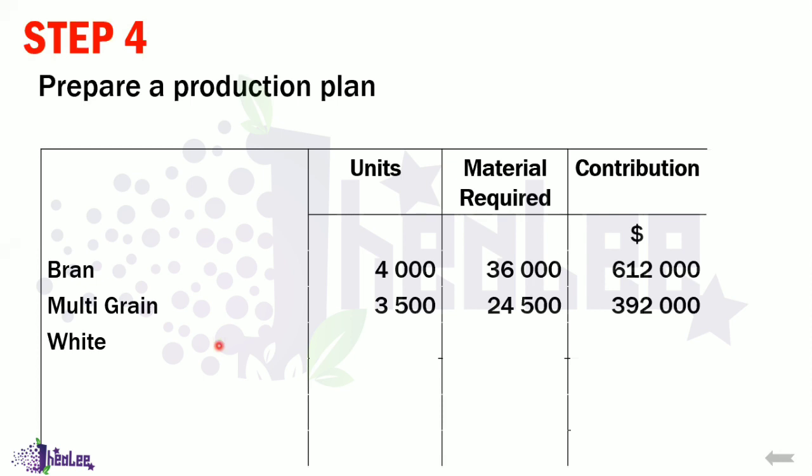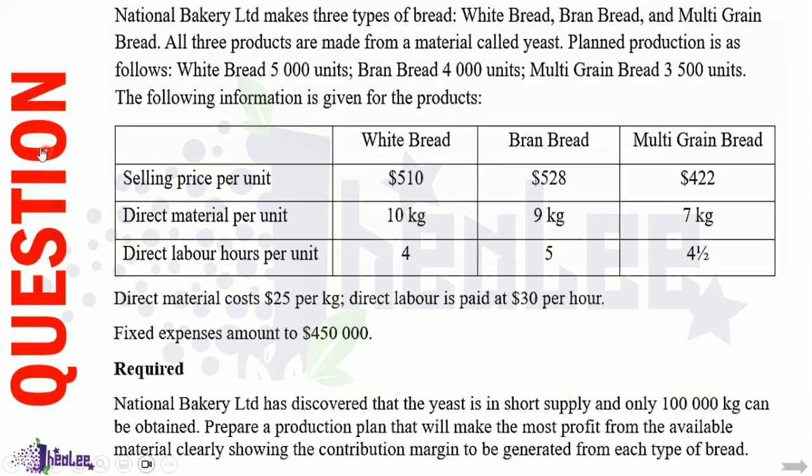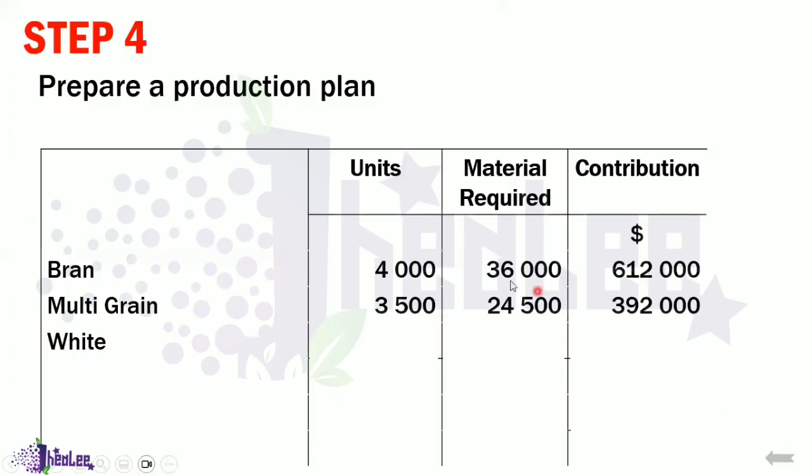Now, before we go any further, we need to check how much material we have available. Remember that the limiting factor is 100,000 kg of material, and that is found in our question. Now let's look at what we would have used up so far as it relates to the material required in our production plan. We have recorded that we would produce the bran bread first, then the multigrain, and in total, the material that would have been used up so far is 36,000 for the bran and 24,500 for the multigrain, which gives us a total of 60,500 kg of material that is already used up.